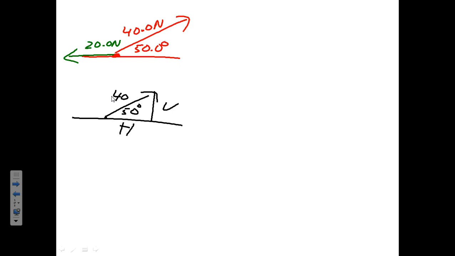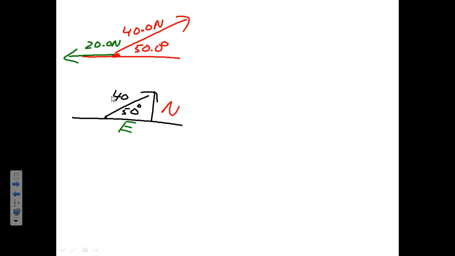So we're only looking at the red vector right now, the 40 Newton vector, 50 degrees north of east. We drew down a 90, and now we have a vertical component, which instead of calling vertical, I'm going to call my north component, right? That's the part going north. And instead of calling this a horizontal, which way is that part going? East, right?